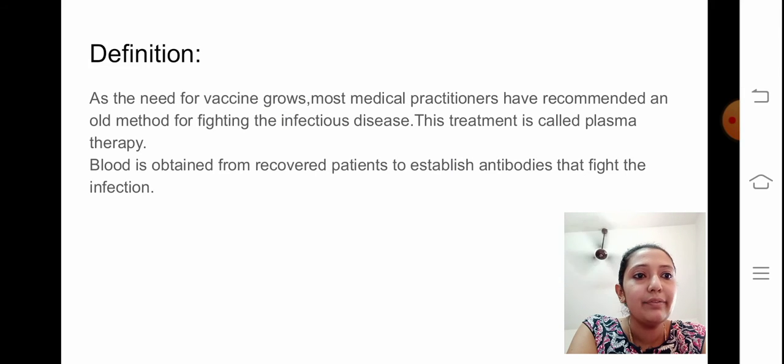So let us see the definition of plasma therapy. As the need for the vaccine grows, most medical practitioners have recommended an old method for fighting infectious diseases. This treatment is called plasma therapy. Blood is obtained from already recovered patients having antibodies to establish and fight the infection.